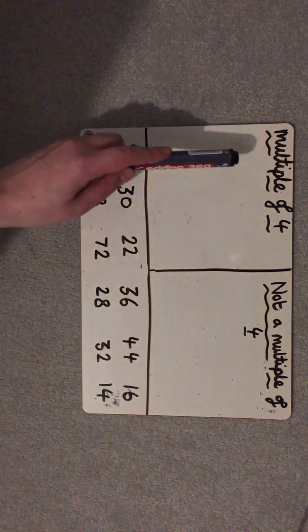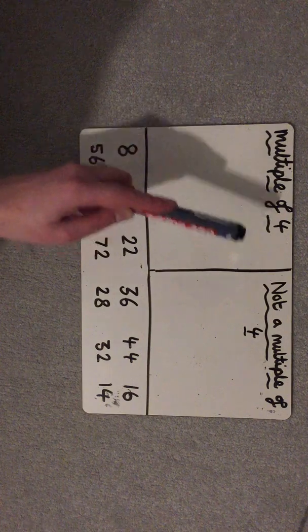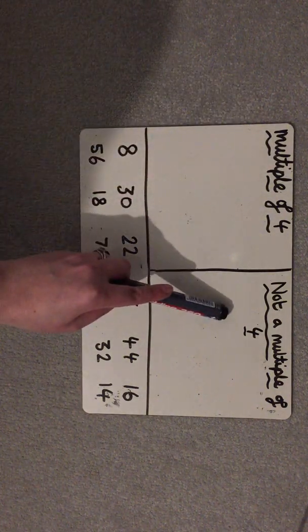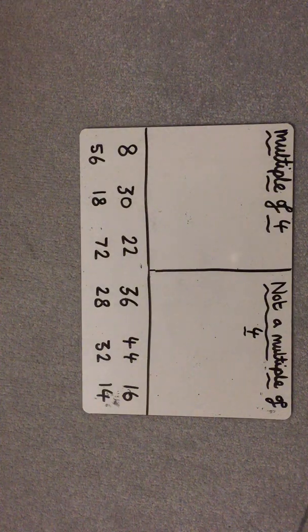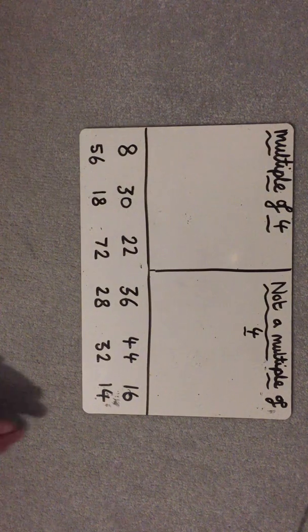So today we're going to be looking at multiples of 4. So numbers that when you count in 4s, you're going to land on them. On the other side, not a multiple of 4. So if you count in 4s and you don't land on those numbers, they are not in the 4 times table. So just like yesterday, we're going to do the first few together before you have a go on your own. So the first number is 8, nice and easy.